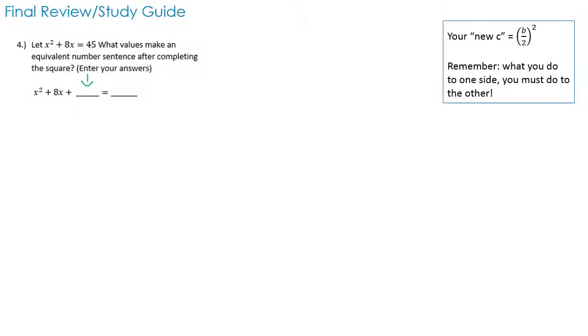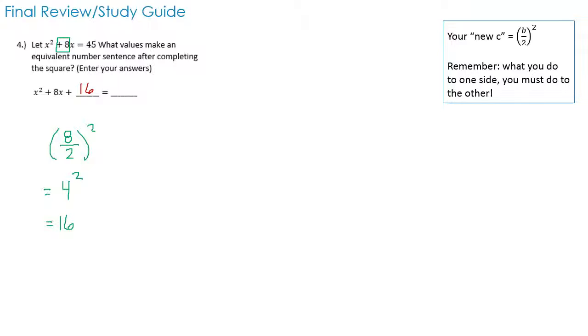So our b term is always the number multiplied by the x. So in this case, it's that positive 8. So we're going to take our 8, divide it by 2, and then we're going to square it. So 8 divided by 2 is 4, and then when we square it, we're going to get 16. So that's the number that we're going to be adding in to that space there, is 16.